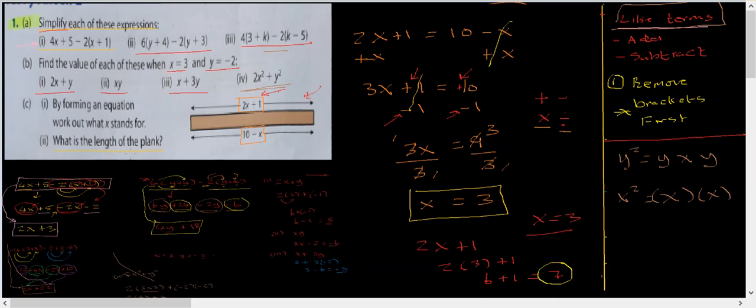So that's our answer. That's all the parts to question 1 done. Hopefully that makes sense, and we will leave it at that.